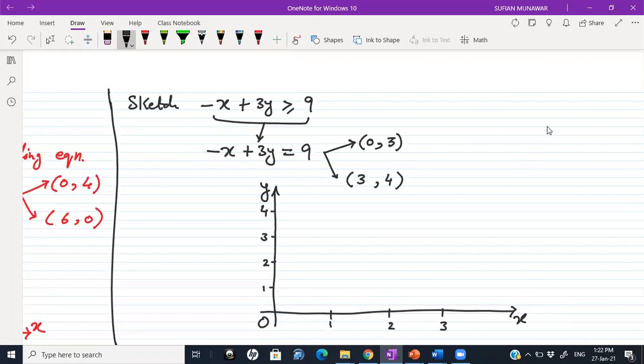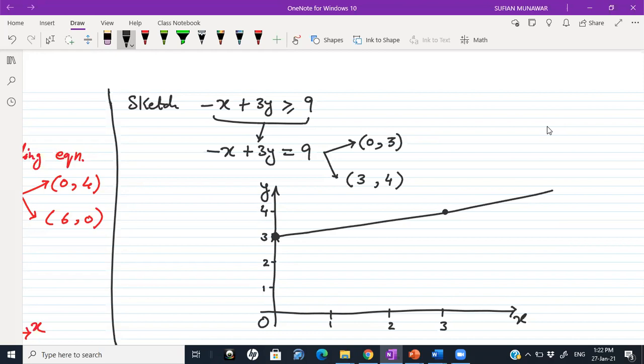The first point is 0, 3 here. So this is the first point, 0, 3. And the next point is 3, 4. Around here, we will have the second point. Once we have both the points, you start your line from here and meet the second point. So this is your sketch of the line.